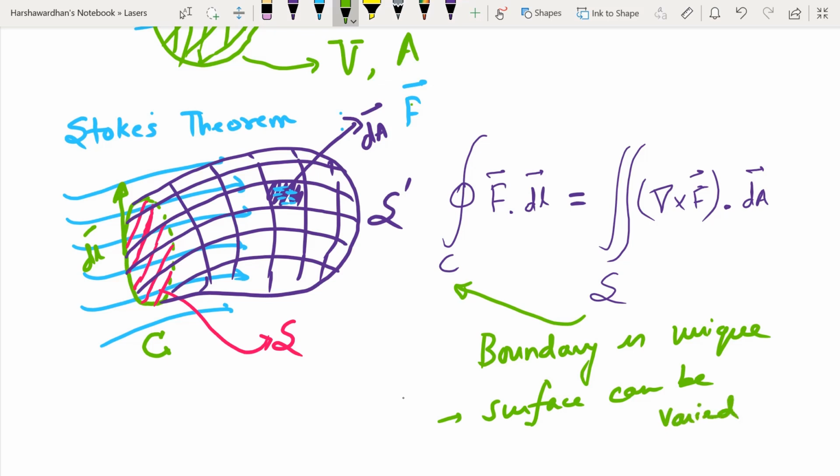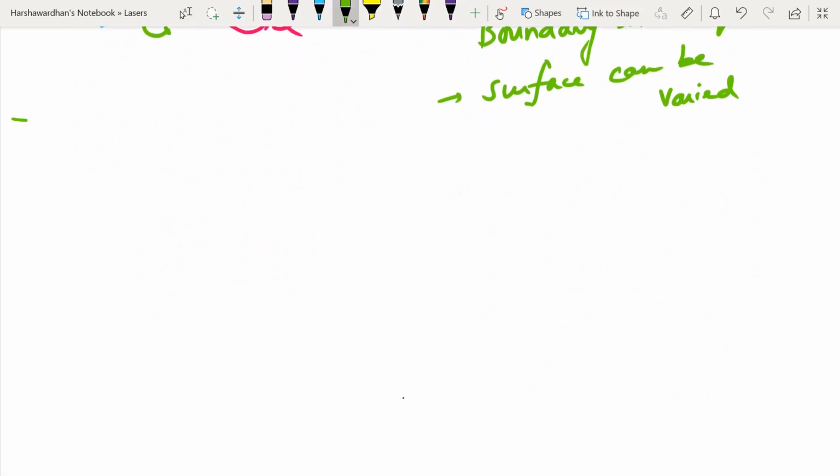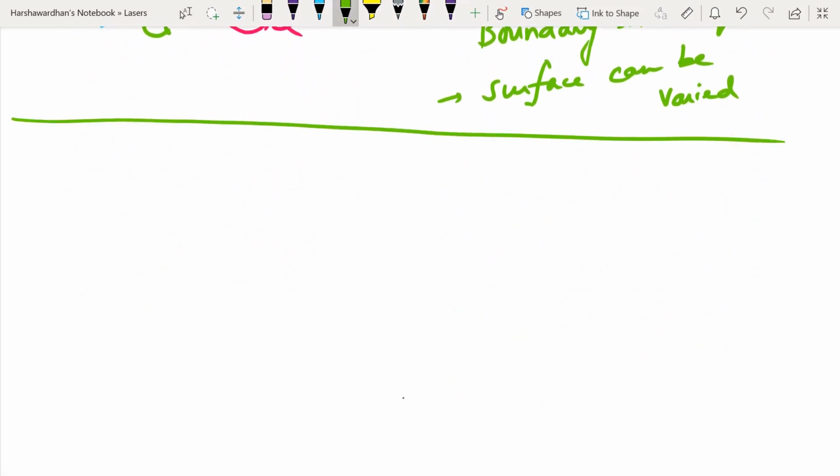Okay. Again, this is not a closed surface, and hence I have not put the circle in my integral. This is an open surface. All right. So now that we have these two theorems, we will use them essentially to get to the integral and differential forms of the Maxwell's equations.